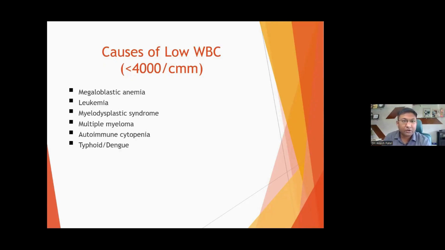After hemoglobin, what are the causes of low WBC and high WBC? In low WBC, a common cause is megaloblastic anemia. We all know it can present as a pancytopenic picture also. Apart from megaloblastic anemia, leukemia, myelodysplastic syndrome, multiple myeloma, autoimmune cytopenia, and sometimes in typhoid and dengue, the WBC will be on the lower side.